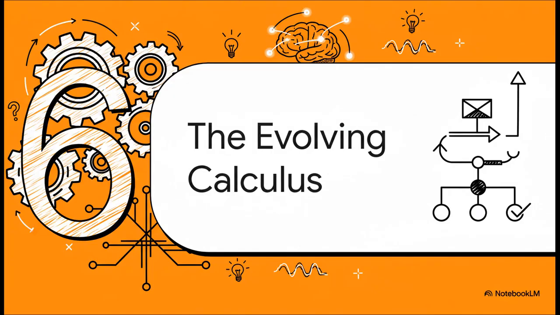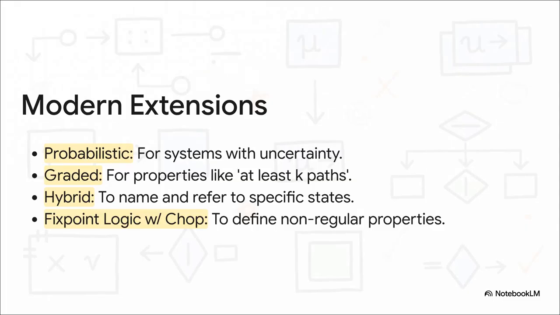But hey, the story doesn't just end there. With a powerful but difficult logic, computer scientists are always adapting their tools, right? And the mu calculus is no exception. It has continued to evolve to meet brand new challenges. The core ideas have been expanded to tackle all sorts of new problems. There's a probabilistic mu calculus that can reason about systems where things aren't certain, just likely. The graded version can ask questions like, are there at least 5 different ways to recover from this error? And there are even hybrid versions that can name and refer to specific states directly. It just goes to show you that this logic is a living, breathing tool, constantly being sharpened for the next big thing.